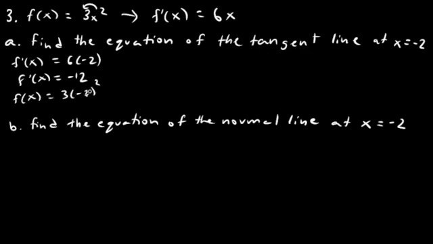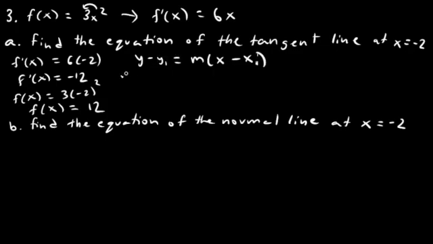-2 to the power of 2. And so this gives us f of x. So -2 squared is 4 times 3 gives us 12. So now we use our formula. So that would be y minus y1 is equal to m, or the slope, times x minus x1.